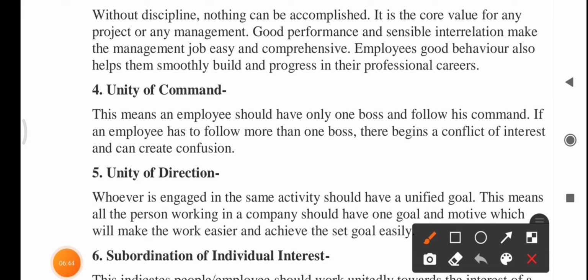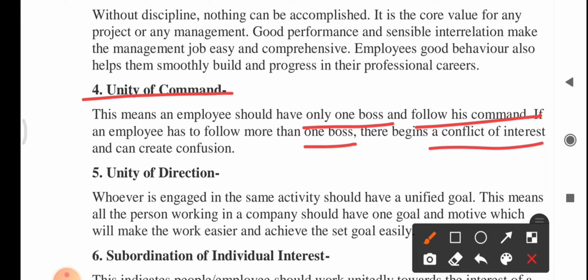Okay, the fourth principle is about unity of command. This means an employee should have only one boss and follow his command only. If an employee has to follow more than one boss, there begins a conflict of interest and it can create confusion. Just take a small example of a maid working in your house. If there are 10 family members and they have different expectations, one will say clean the floor, another will say cook this food, and so on. So, what will be the consequences?